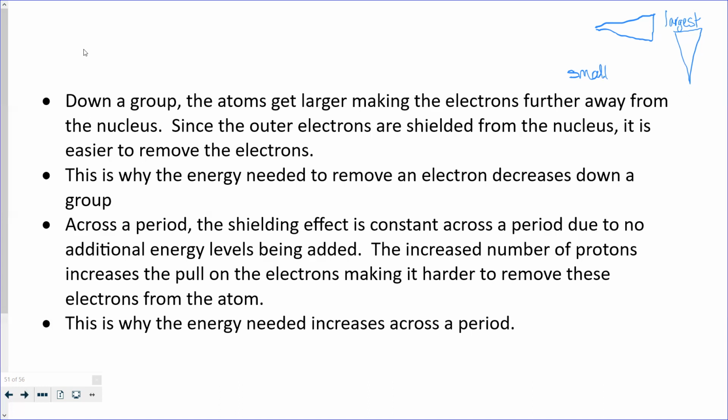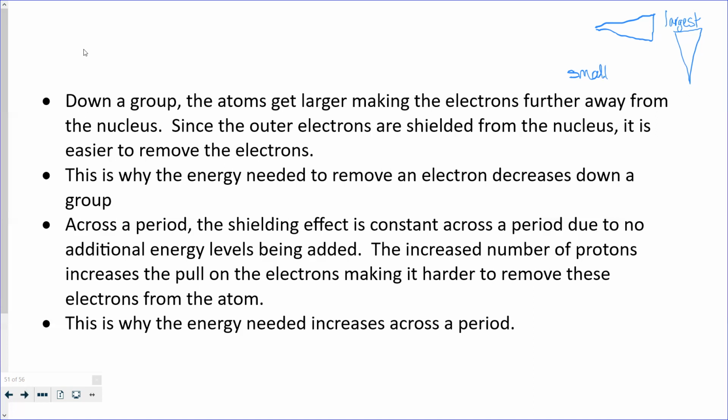And then kind of going across a period, we said that atoms decrease in size going across the period. So remember, there was no shielding because we're in the same energy level. However, going across from left to right, there are more protons that are pulling harder on the electrons in that energy level. So since it's smaller and those electrons are closer to the nucleus, it is harder to remove those electrons. So that's why the energy needed to remove electrons increases going across the period.